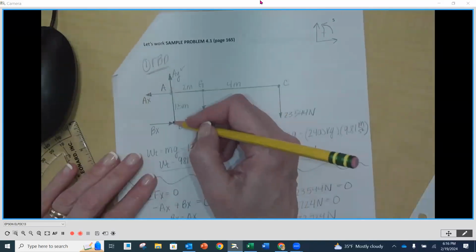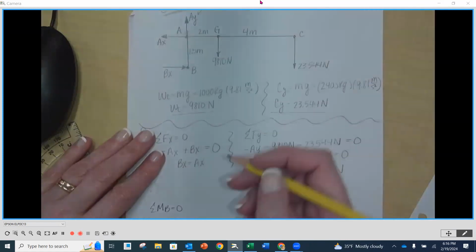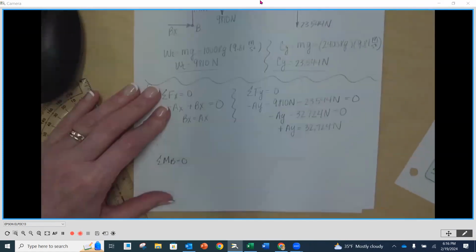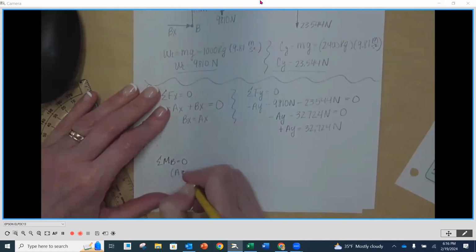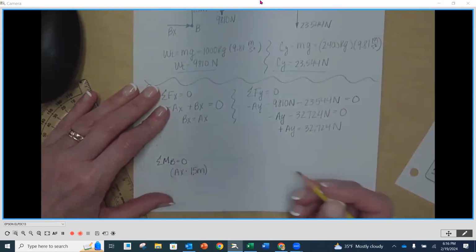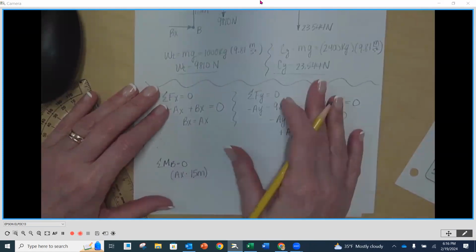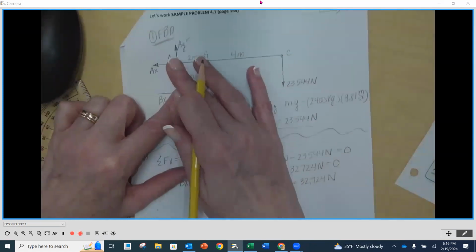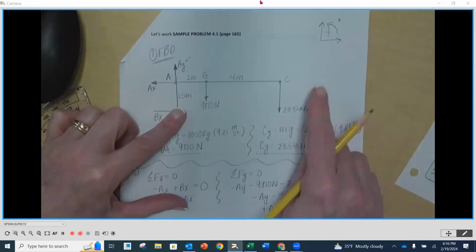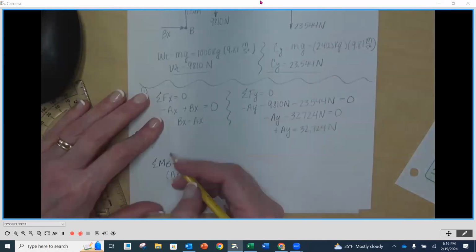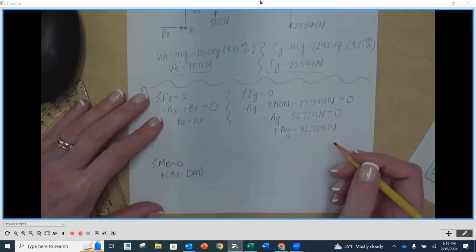So it's not going to cause rotation, but AX will cause rotation. And it's going to be AX times its perpendicular distance of 1.5 meters. Now, direction of rotation, go back on B, pull in that direction. It's counterclockwise, and our convention says that's positive. So we're going to put a positive out front.